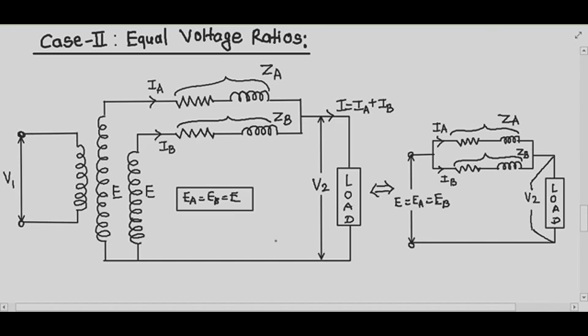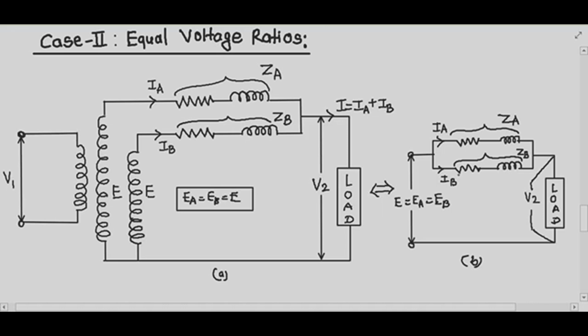However, if we neglect the magnetizing admittances, the two transformers can be connected as shown in this figure by their equivalent circuit, which is shown in figure B. This is your figure A and the equivalent circuit of figure A is shown in figure B. From both figures A and B, it is seen that they represent two impedances in parallel. ZA is connected in parallel with ZB, considering all values with respect to the secondary.